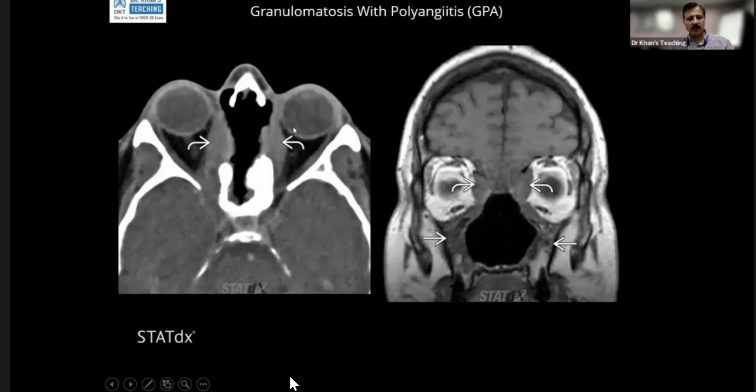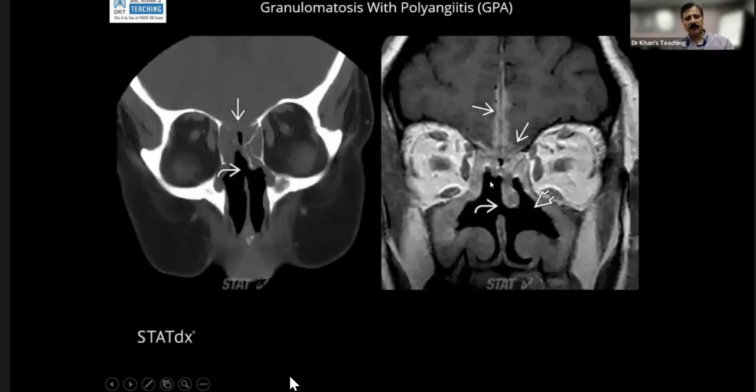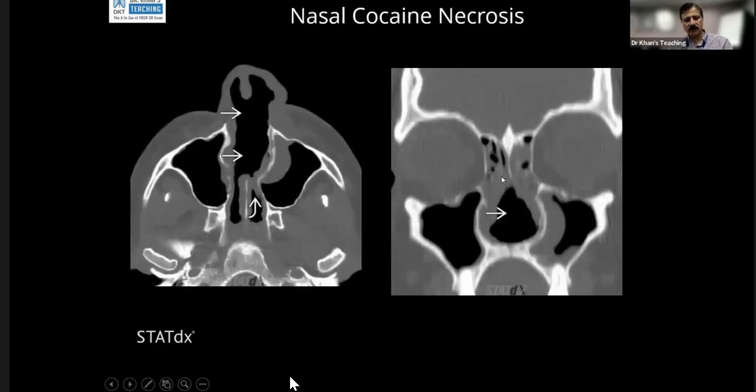Another example where you can see complete destruction of everything, and then this granulomatous tissue going into the orbits. And this one, to show you intracranial extension, there is dural enhancement, etc. And in the differential diagnosis, cocaine can cause similar destruction of the nasal septum.